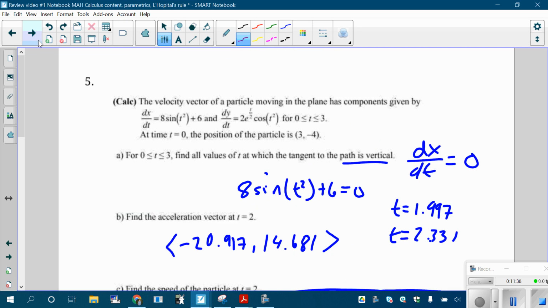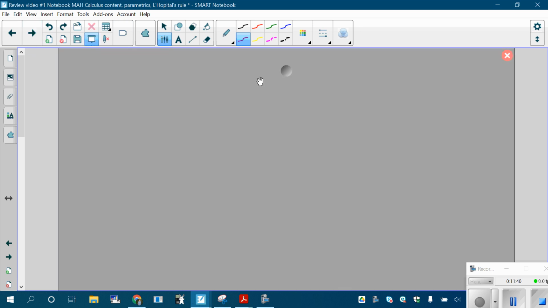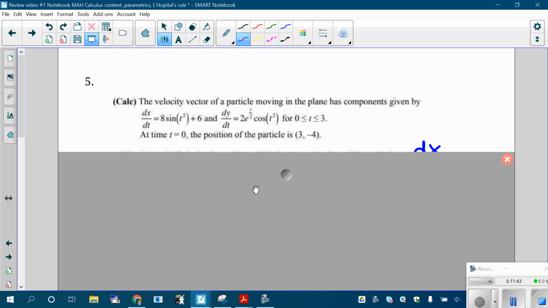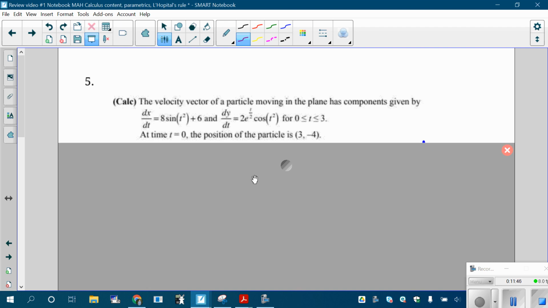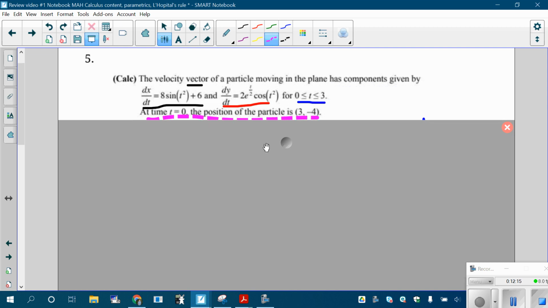Cool. Moving on. Let's dive into some parametric stuff. Okay. This is a calculator question, so we're going to use our calculator as much as we can. They give us a velocity vector. Please don't get scared of this word vector. Okay. They give us an x velocity and a y velocity, and they tell us certain times to use. This is totally parametric because we have an x and a y depending on time. Okay. They also give us this initial condition that at time 0, the position is (3, -4).